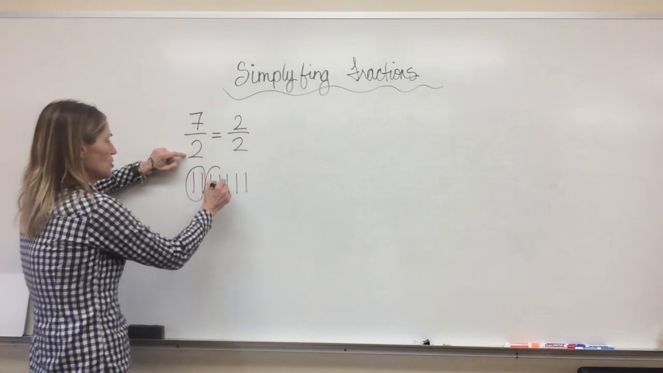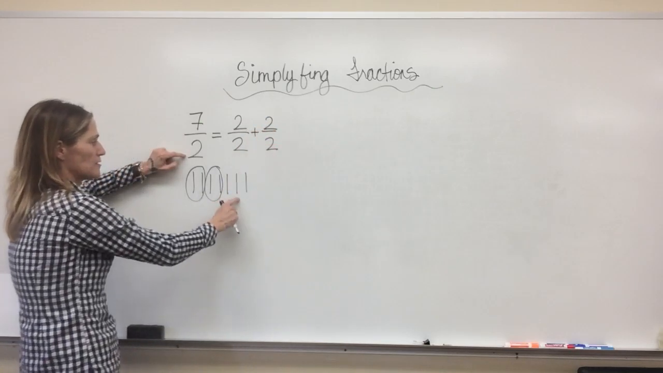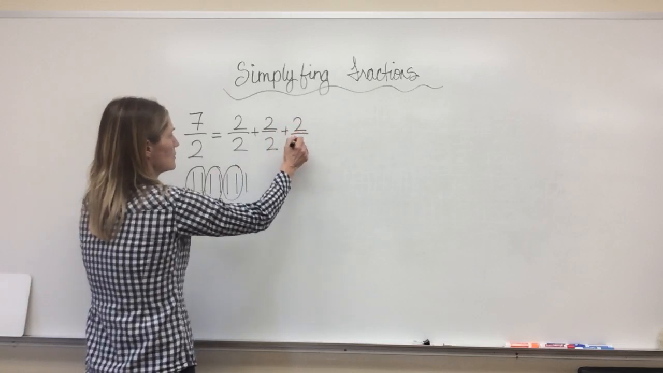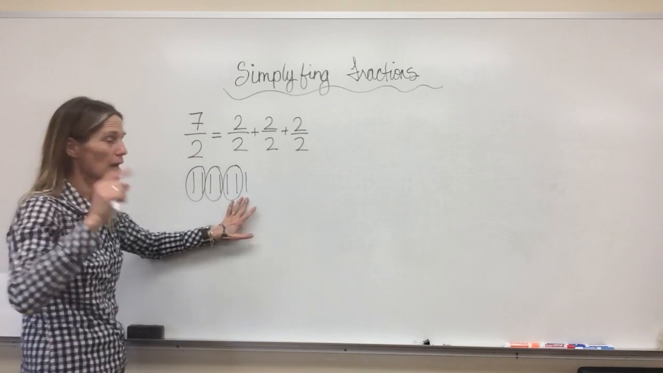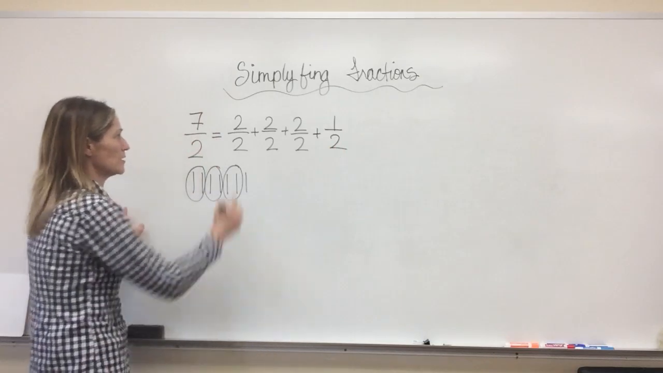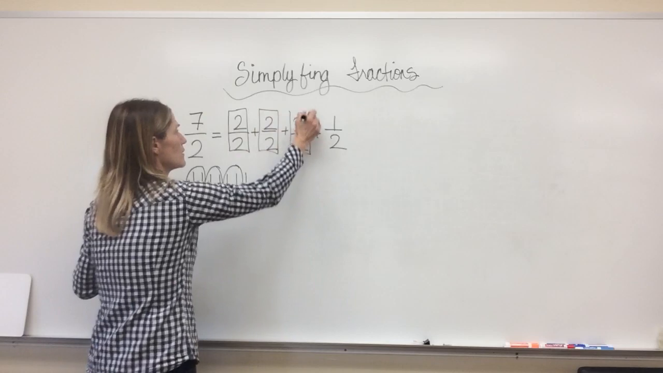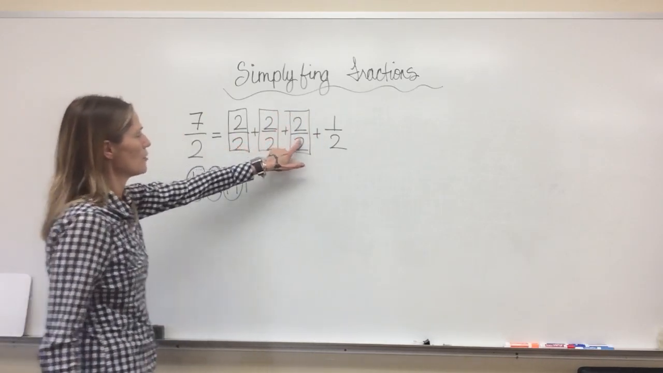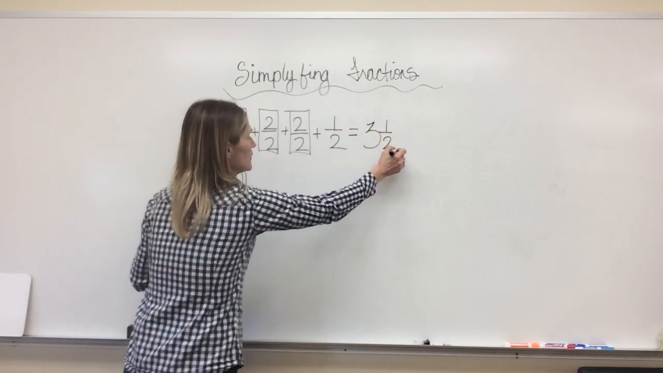I still can do 2 more, 2 halves. I still have 2 more, 2 halves. Can I pull out another 2? I can't. I only have 1. That equals 1 half. Now I know these are all the fractional equivalent of 1. So I have 1, 2, 3. My answer is 3 and 1 half.